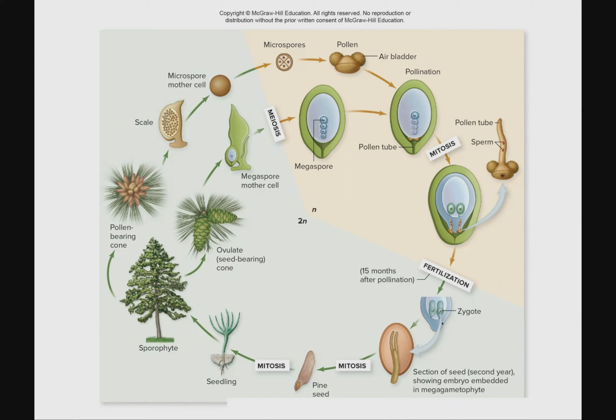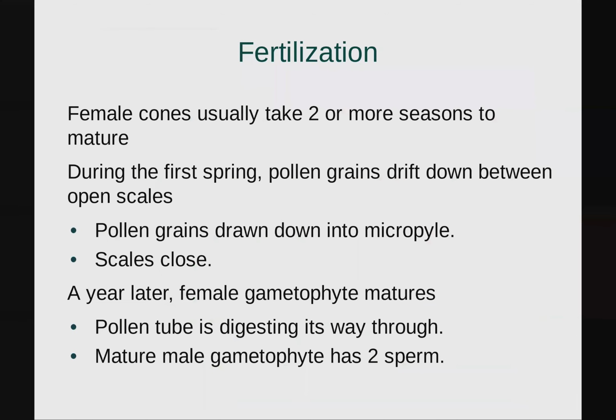A section of the seed, which we call the second year, actually shows embryo embedment in what we call the megagametophytes, which then undergo mitosis to produce seeds, which then could be planted in the ground, which develop into seedlings, which are just young plants, which repeats this process over and over again. So a relatively long reproductive cycle for our pine trees. But this reproductive cycle is pretty consistent of what we see in our conifers.